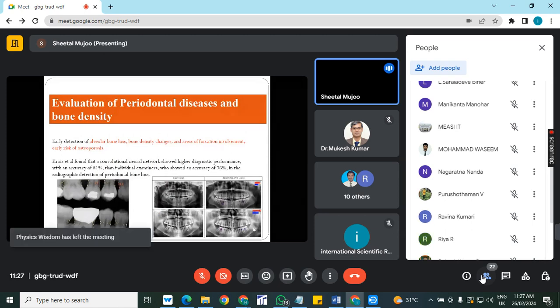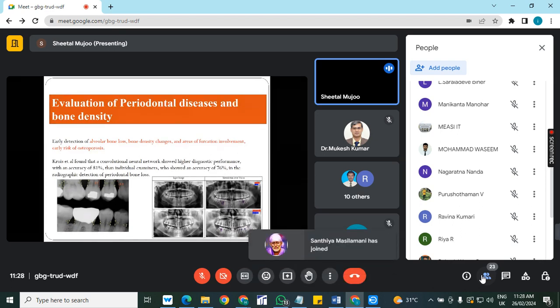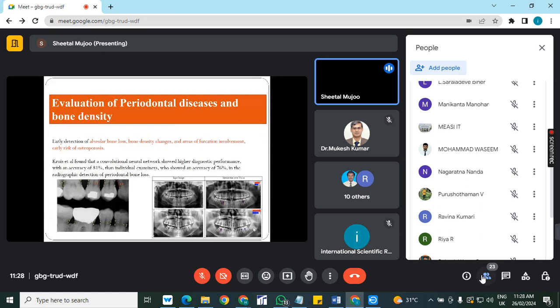Evaluation of periodontal diseases and bone density: checking the early detection of alveolar bone loss, change in the bone density, early areas of furcation involvement, early risk of osteoporosis. It's very difficult to detect everywhere. You don't have densitometers to check the bone densities and all. So Krauss et al. found that CNN showed higher diagnostic performance with an accuracy of 81% than the individual examiners, who showed an accuracy of 76% in the radiographic detection of periodontal bone loss.